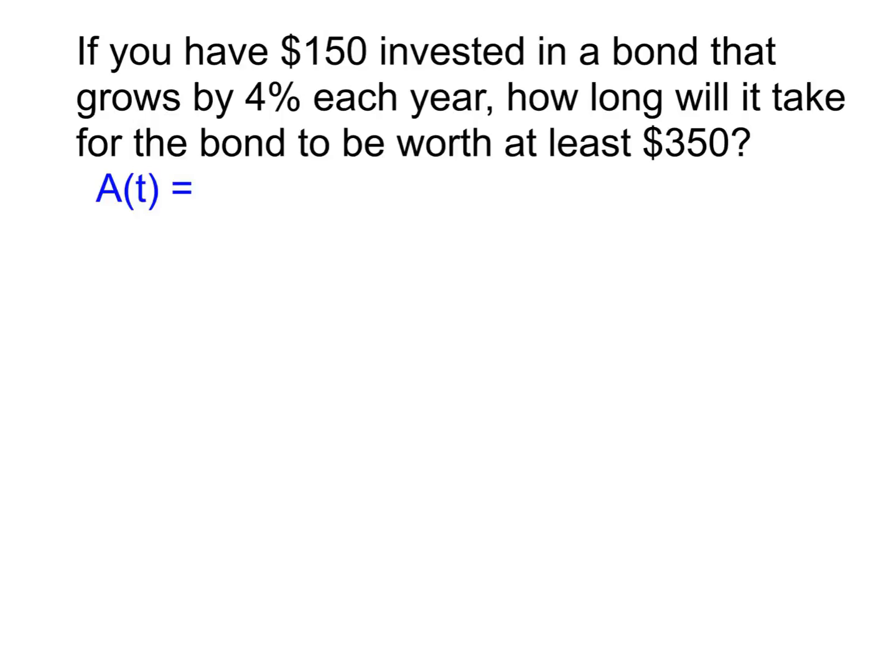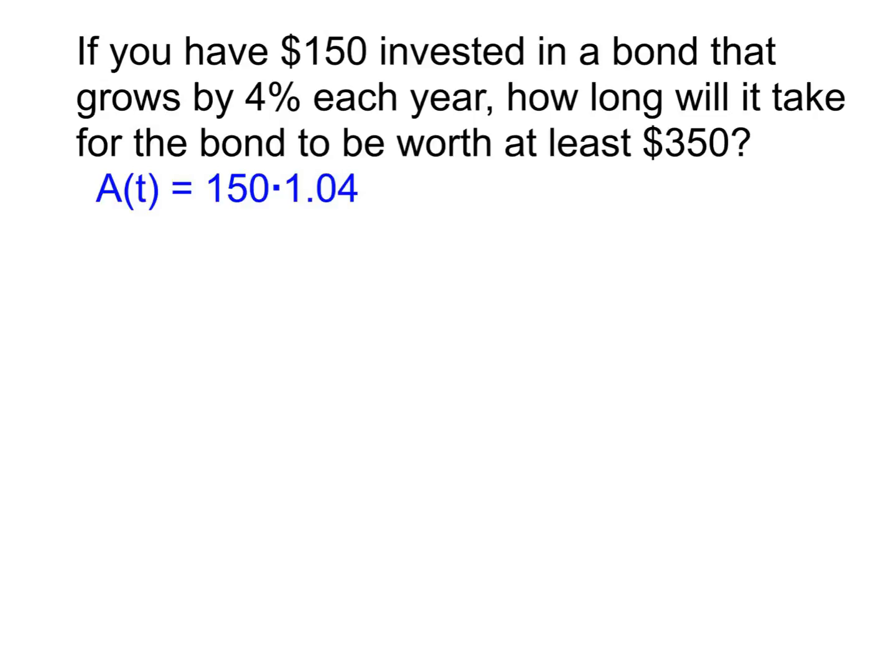We go A of t equals, next up is P, the principal. What is the principal value in this problem? Yes, it is the 150, because that's what we start with. At the start of the problem, we have 150. That makes that the principal. And then I'm going to multiply that by 1.04.